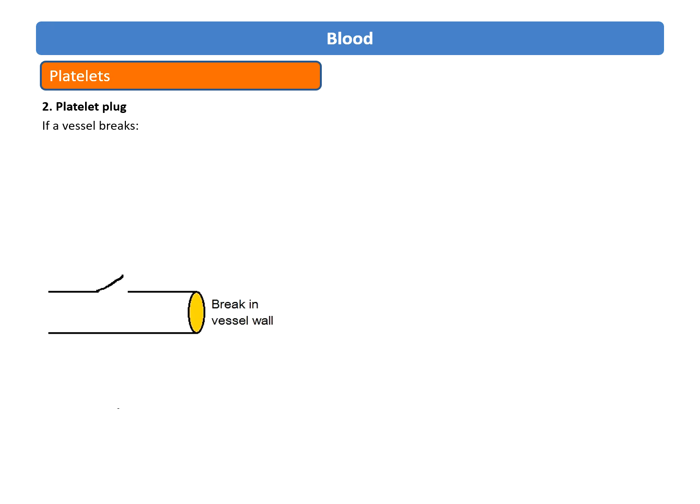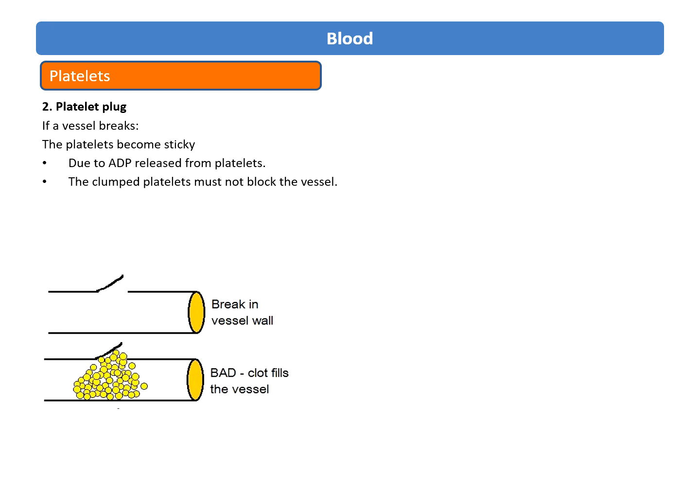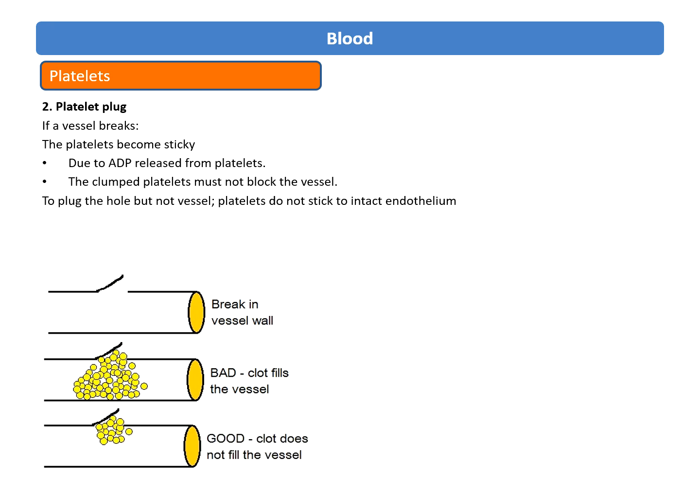The vessel breaks, the platelets become sticky. This is due to ADP released from the platelets, as well as other factors. The clumped platelets, however, must not block the vessel. To plug the hole but not the vessel, platelets do not stick to intact endothelium. Platelets, though, stick to the collagen exposed by the break, and they contract. This is the clot retraction due to the presence of actin and myosin in the platelets.